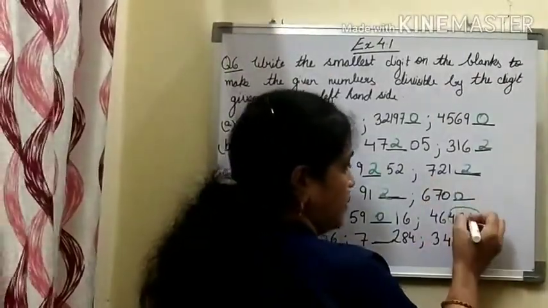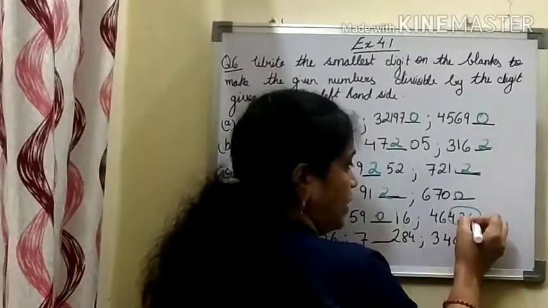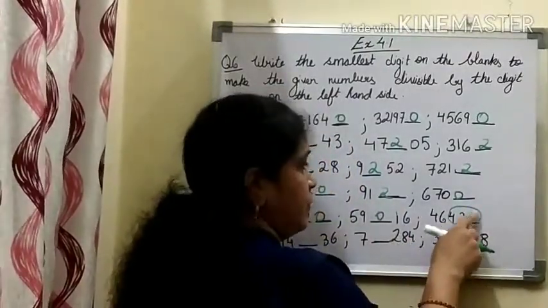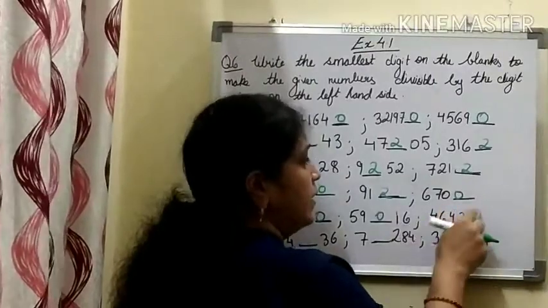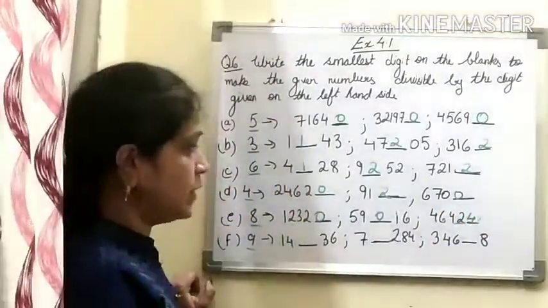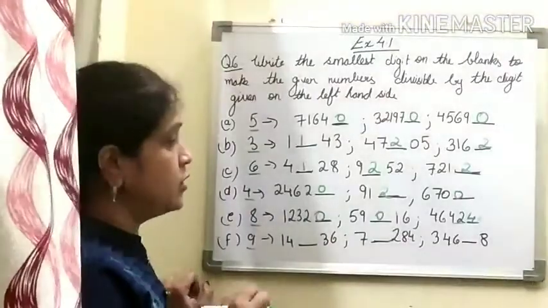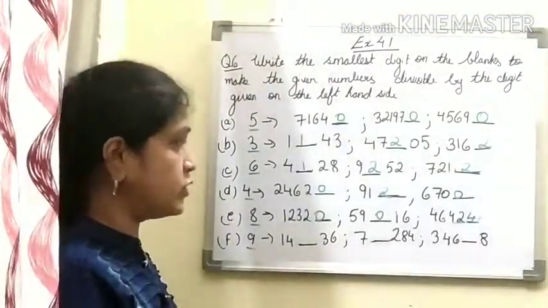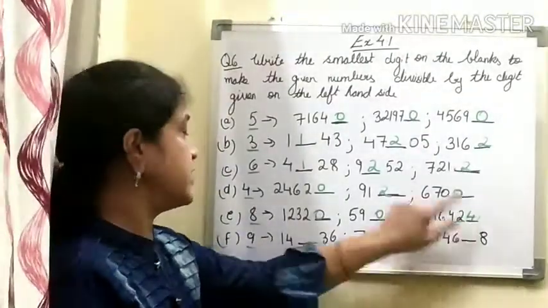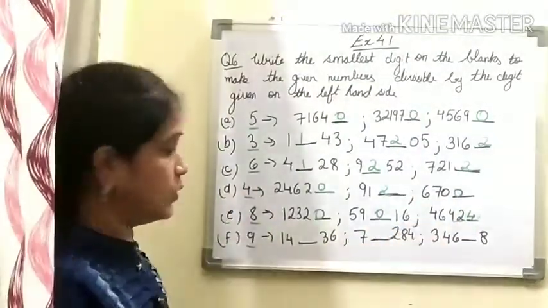Now I will try the next number. If I put 4 here, then what happens? 424. 8 fifties are 48. Then yes, 424 is divisible by 8. So the blank is filled by the digit 4. I have tried 0, I have tried 2, and then I came to the conclusion that if I put 4, then the last three digits get divisible by 8.